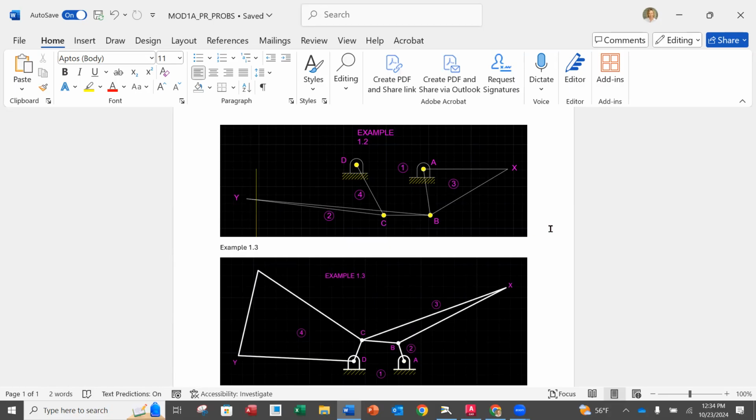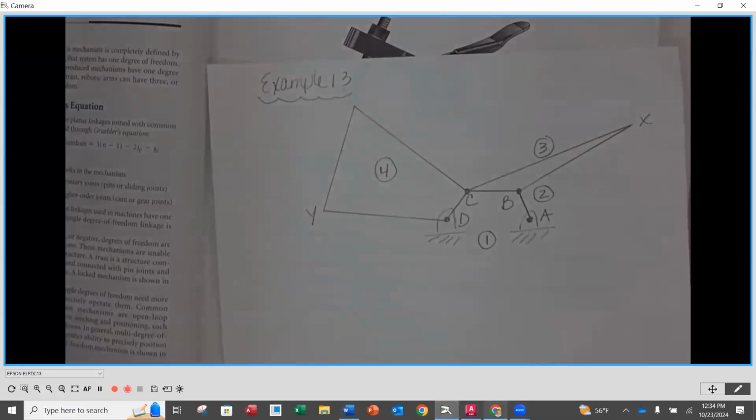Now we're not done with this problem. That's just the kinematic diagram for this one. Okay. There's a second part to this. You have to calculate the mobility. So we're going to use that Grubler's equation and we're going to then calculate the degrees of freedom for this mechanism and see what we get. Okay. So I am going to go back underneath.